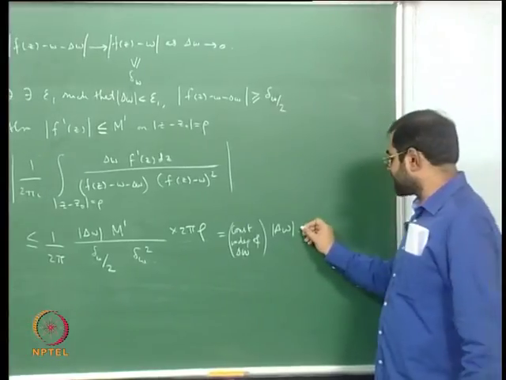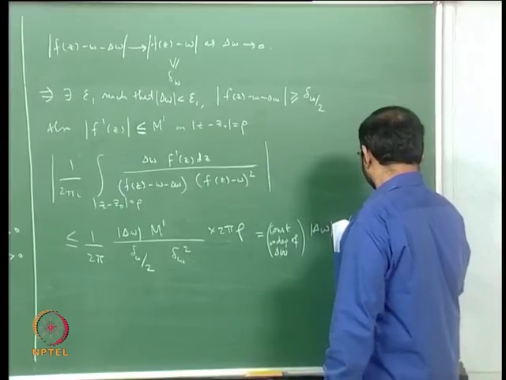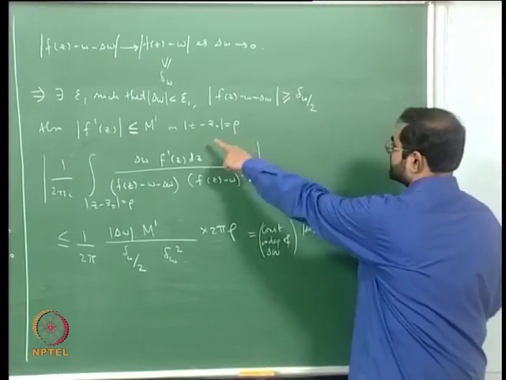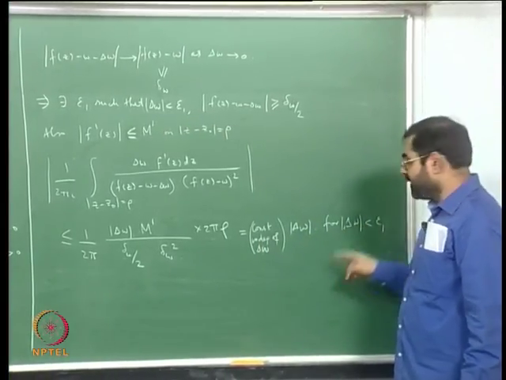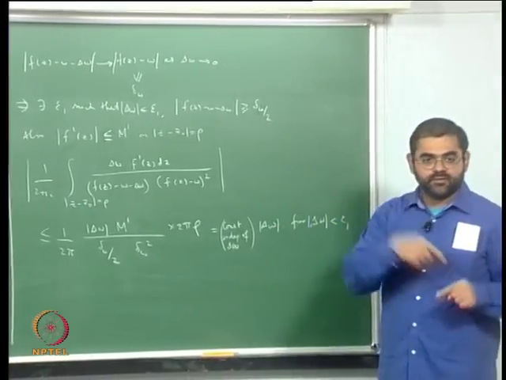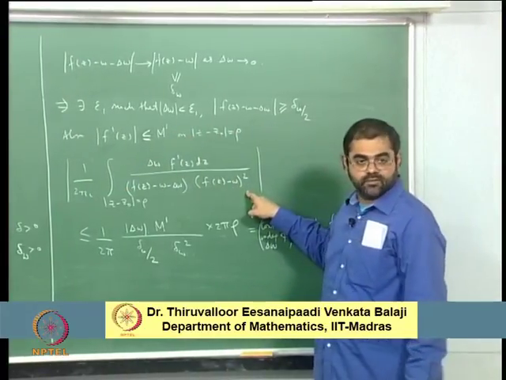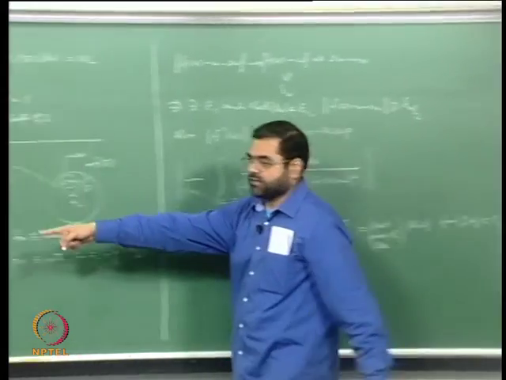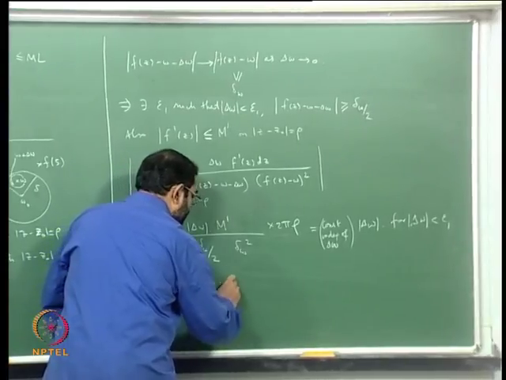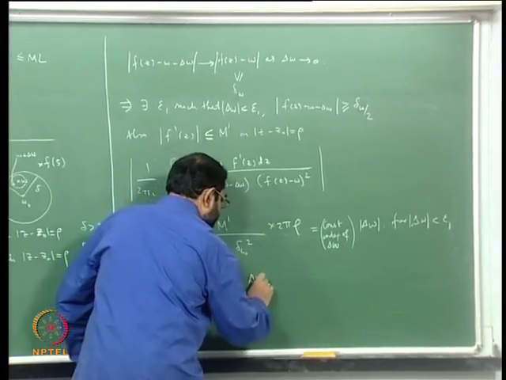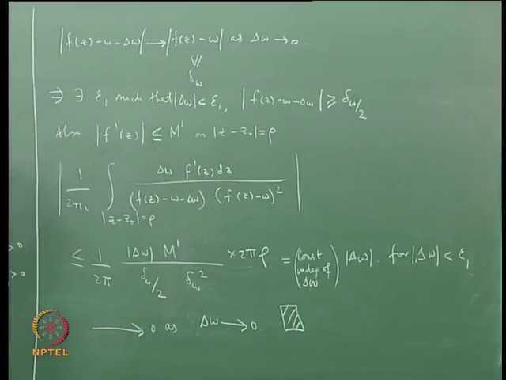This is true for |Δw| less than ε1. If you take |Δw| less than ε1 and further let Δw tend to 0, then this will go to 0, which means this integral will go to 0 as Δw tends to 0, and that is what you wanted to prove. That is the end of the proof of the theorem. So that proves the open mapping theorem.